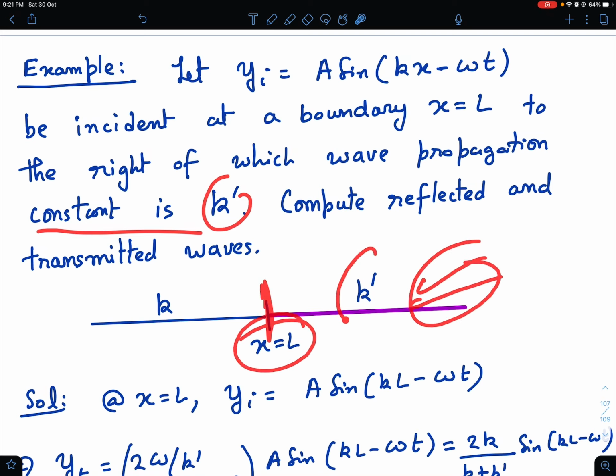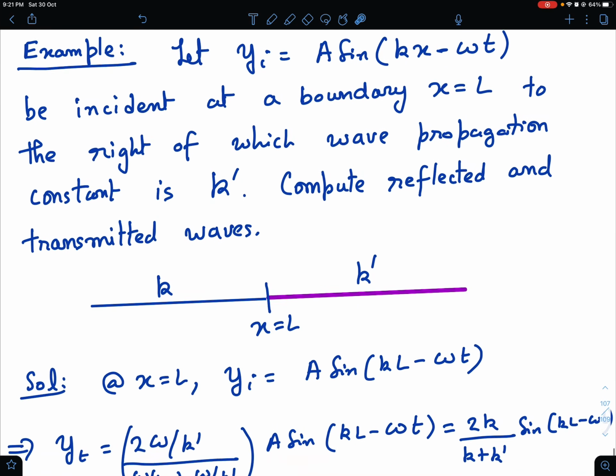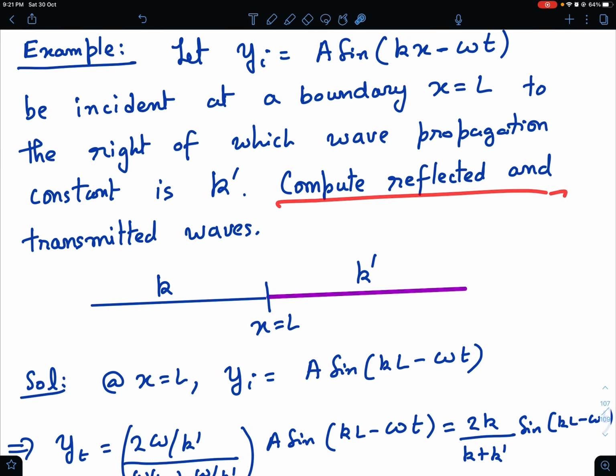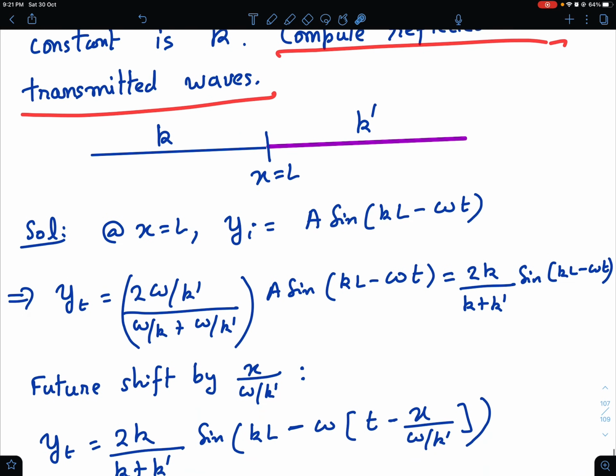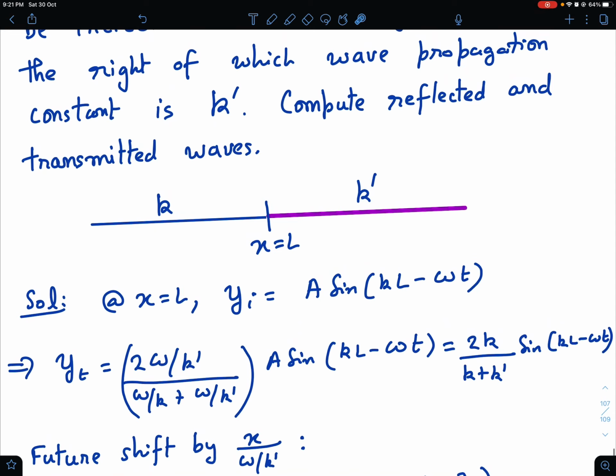to the right of which the wave propagation constant is k prime. So this is the boundary x equal to L, and here the wave propagation constant is k prime, and here the wave propagation constant is k. So we have to calculate what? The reflected and the transmitted waves, right? So at x equal to L, what is the incident wave? Just put L instead of x. So this becomes a sine kL minus omega t. I hope this is clear.